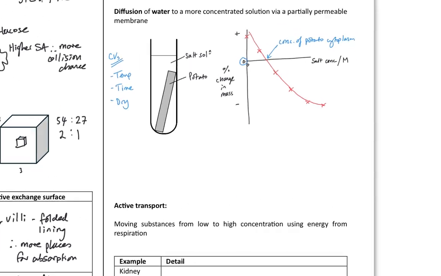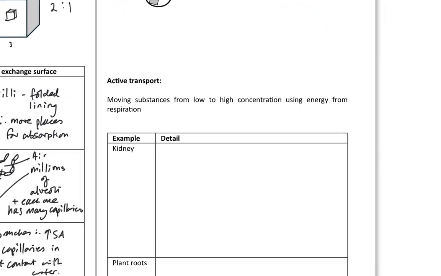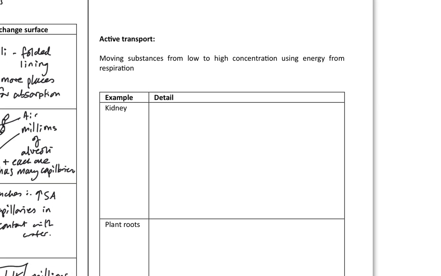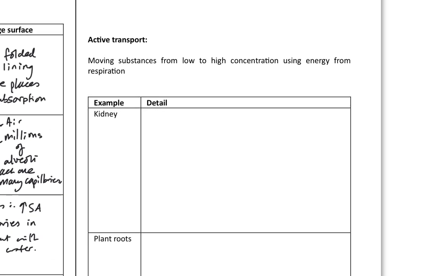So that's osmosis. And then quickly active transport, because it's quite a long one, this, sorry for going on for so long. This is moving substances from low to high concentration, or up the concentration gradient, and we have to use energy from respiration. It's really important that we don't just say using energy, because osmosis and diffusion both require kinetic energy. Yeah, so it's extra energy from respiration.